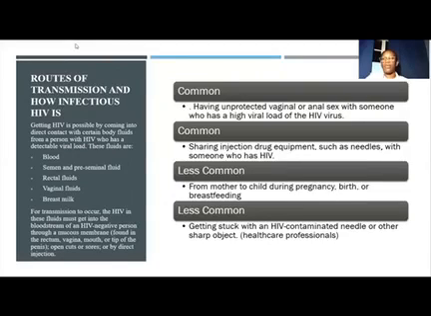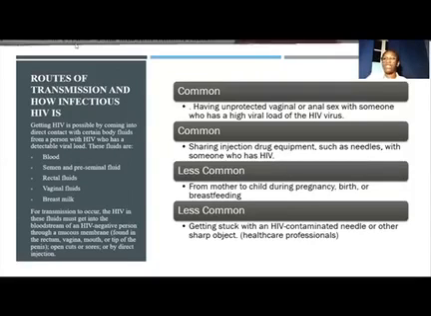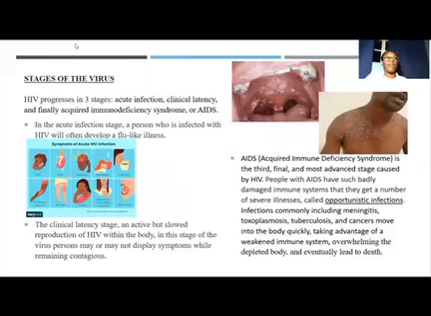The most common way of contracting this disease is having unprotected vaginal or anal sex with someone who has a high viral load. Another way is sharing injected drug equipment. A less common way is from mother to child, and the least common way, which is a problem for healthcare individuals, is getting stuck by an HIV-contaminated needle or sharp object. There are 3 stages of this virus. The first is an acute infection. The second is clinical latency, and the final is acquired immunodeficiency disease, also known as AIDS.